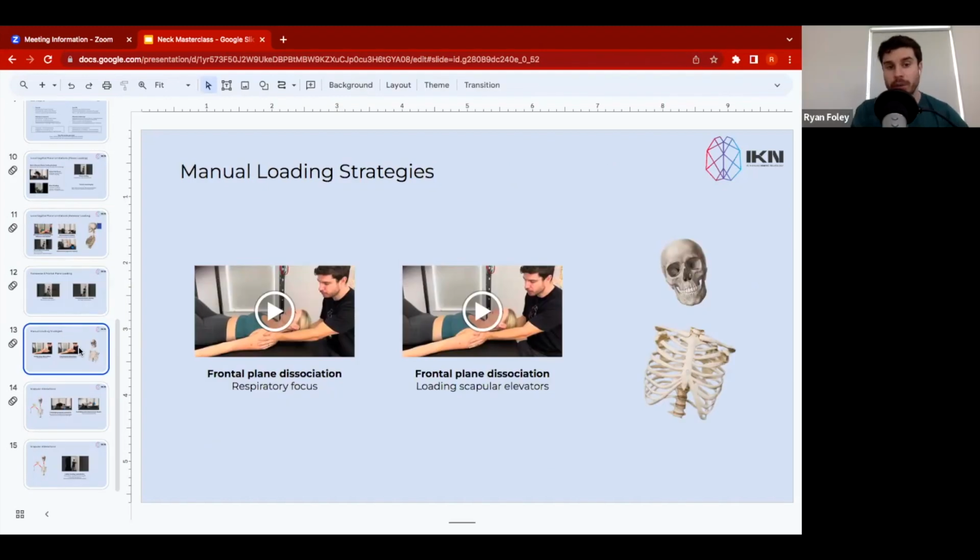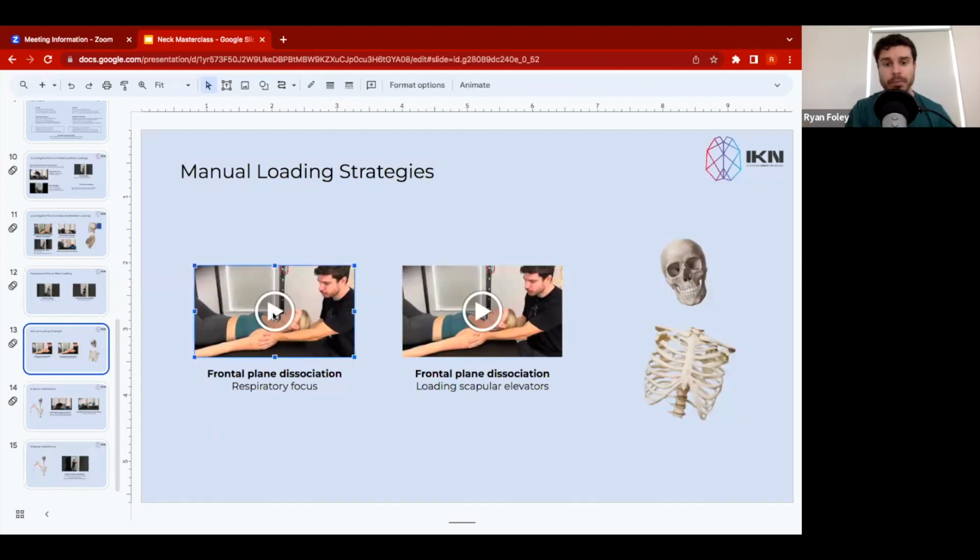Okay, so now we're going to move briefly into some manual loading strategies. Again, these are strategies that can be helpful to restore some local variability in the muscular tissues, particularly in the frontal plane we tend to do them in. So again, the focus here will be restoring some variability through the upper trapezius, where we're actually trying to facilitate some eccentric behavior through the upper trapezius.